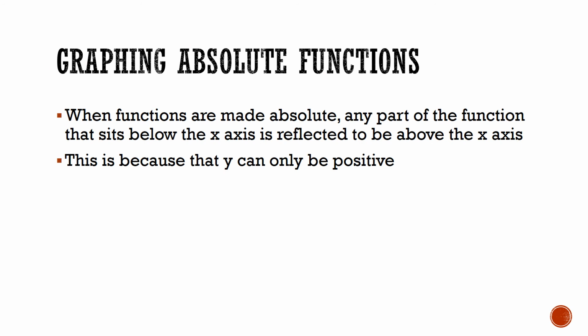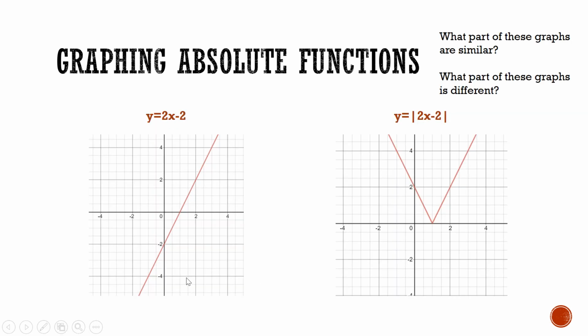Okay, so what we're going to be doing once you've done that is graphing some absolute functions. Okay, so with this we cannot have negatives on the y-axis. So your third and fourth quadrant will never have anything in it, which means there's nothing below the x-axis.